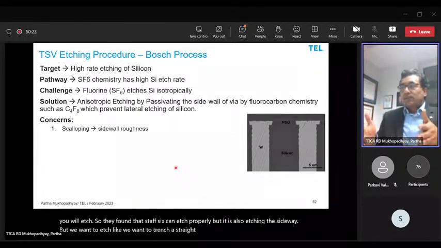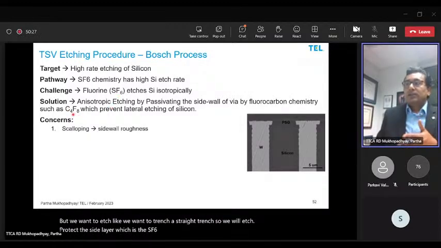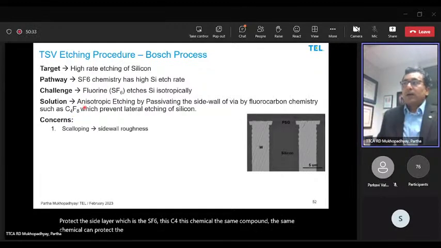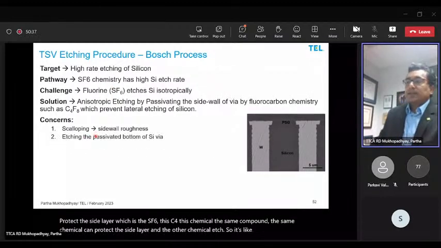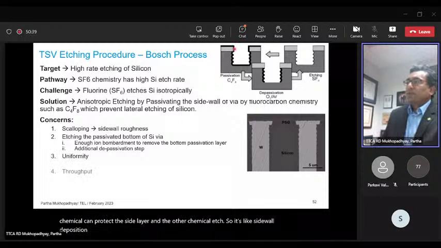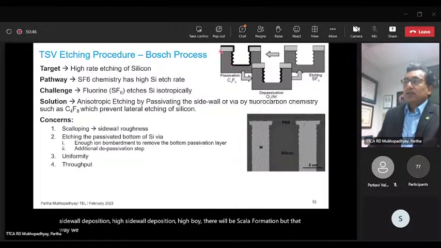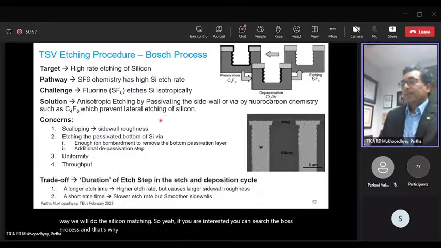So we will etch, and protect the side layer, which is the SF6. The C4, this chemical, the same compound, can protect the side layer, and the other chemical can etch. So it's like sidewall deposition, etch, sidewall deposition, etch, sidewall deposition, etch. Though there will be scalloping formation, that way we will do the silicon etching. So if you are interested, you can search the BOS process, and that's the way we can make the TSV.